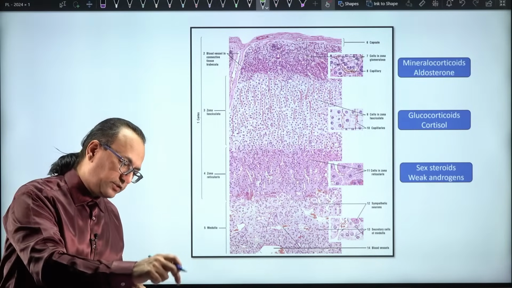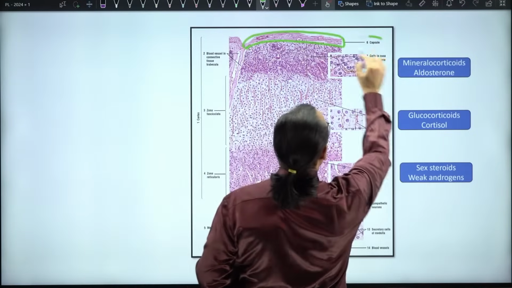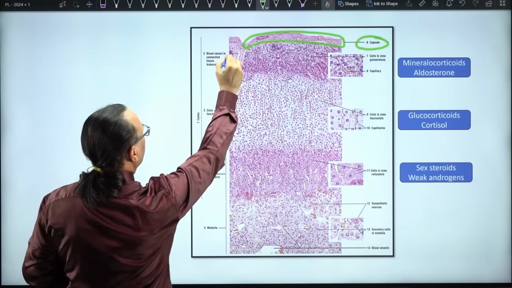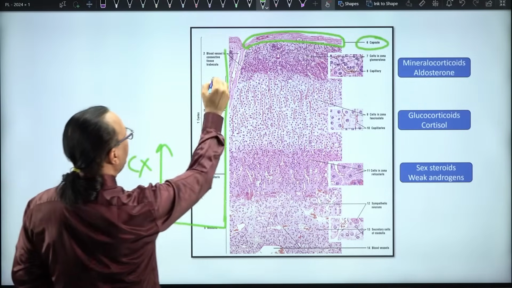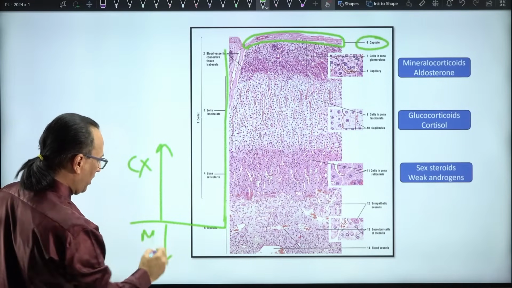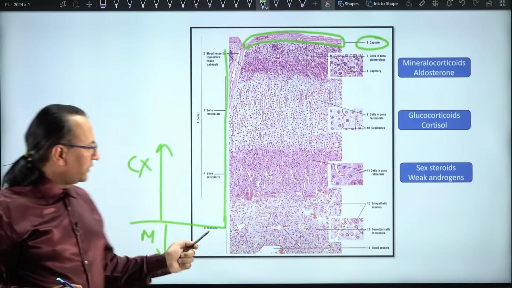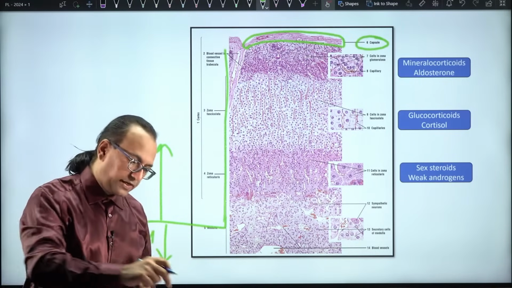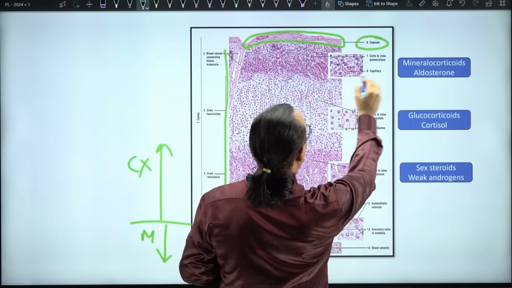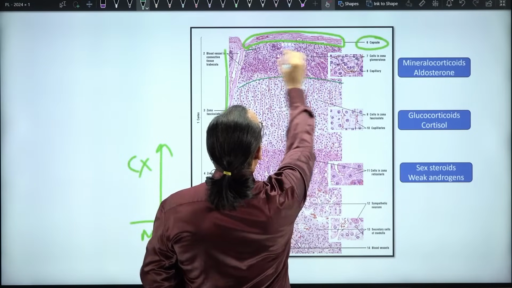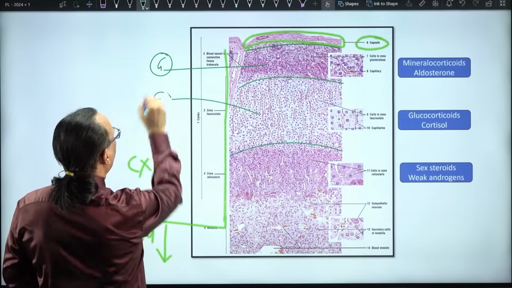Again we can repeat the information which we have just seen. The outer region here is basically the capsule, and below this region is all the cortex. This region is the cortex, which will have three layers, and then below this will be the medulla, the inner medulla. Now, how do you identify various layers? First of all, you should know that the outermost is the G, as we have mentioned. So what is this G representing? This layer is the G, and then after that you have the F, and then you have the R.